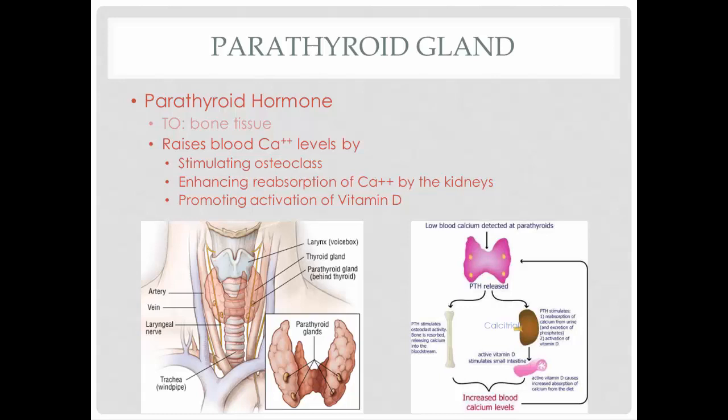Now, parathyroid hormone itself is going to be regulated by calcium levels. So if my blood calcium levels go too low, parathyroid hormone is released. That stimulates the osteoclasts to release some of the calcium into circulation, and our blood calcium levels go up. Okay?